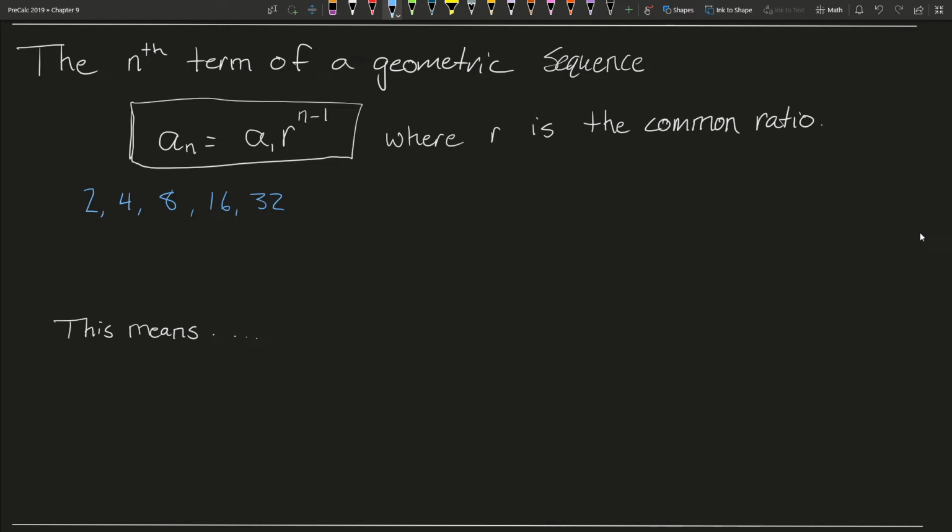So if we were to write the sequence that we did up above, this 2, 4, 8, 16, 32 sequence, we know our common ratio is 2, and our first term of our sequence is also 2. So if we were to rewrite this equation, a_n would equal 2 times 2 to the power of n minus 1.